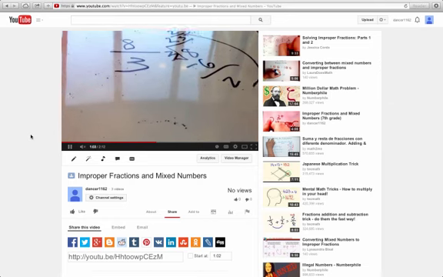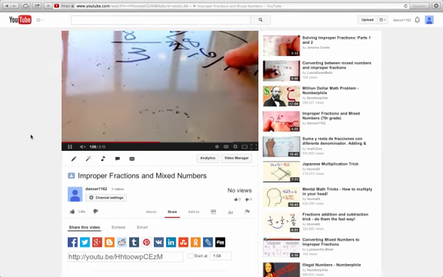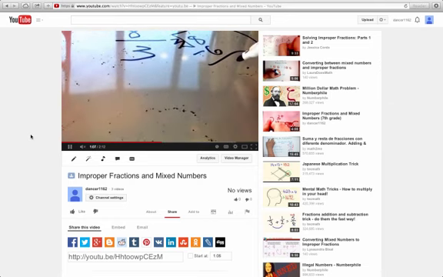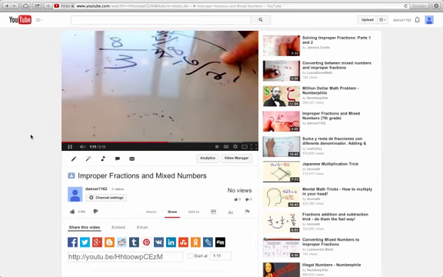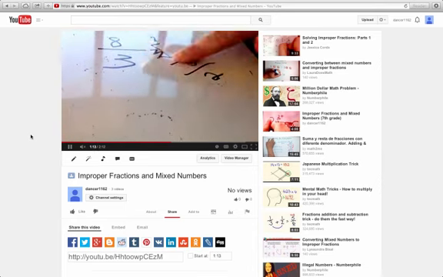Next, we're going to be looking at converting a mixed number back into an improper fraction. And we're going to stick with the theme of hunting, but use a slightly different story.